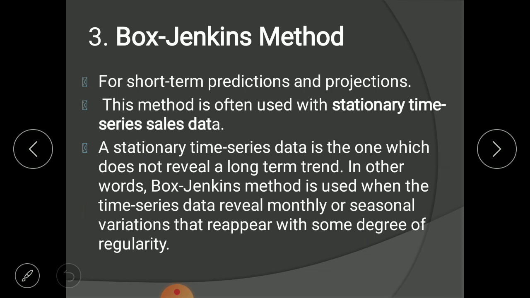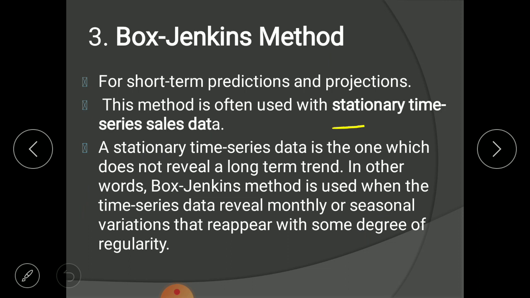For short-term prediction and projections, this method is used. Generally, the graphical method and least square method are useful for prediction of 1 year or 2 years, but the Box-Jenkins method is useful for prediction on a monthly basis, for 1 month or up to 6 months. This method is often used with stationary time series sales data.